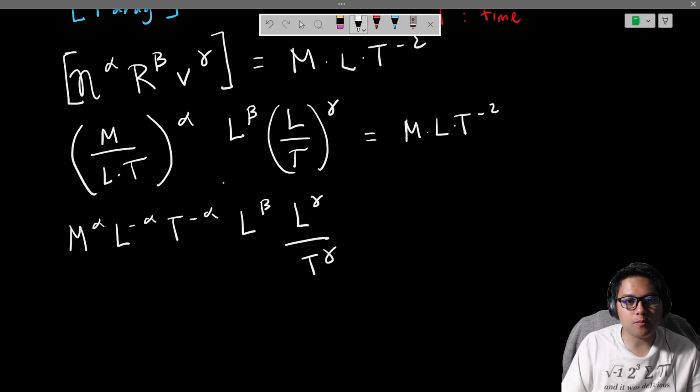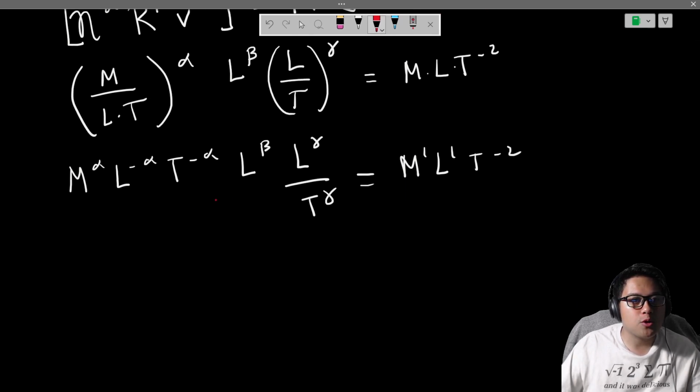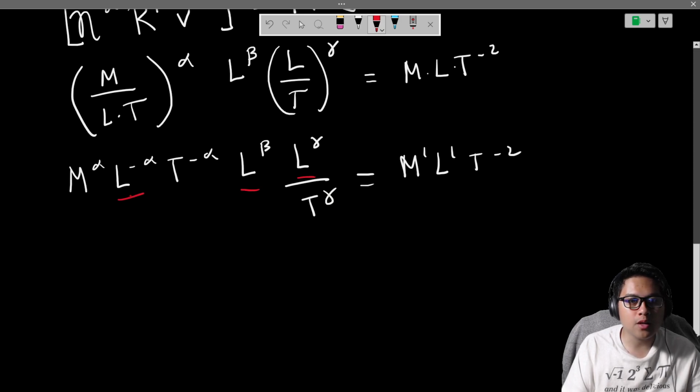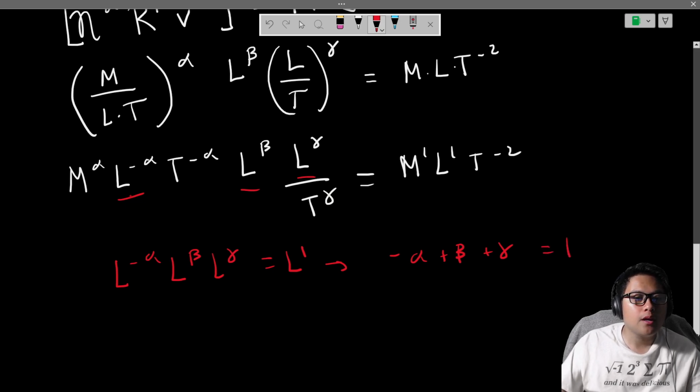And again, all of these terms have to give us M to the 1, L to the 1, T to the minus 2. So the way that we do this, going step by step, is we combine all the like terms. There are actually three L's here. We should have L to the minus alpha, L to the beta, L to the gamma, and that needs to equal L to the 1. Conversely, we could just say that negative alpha plus beta plus gamma is equal to 1.